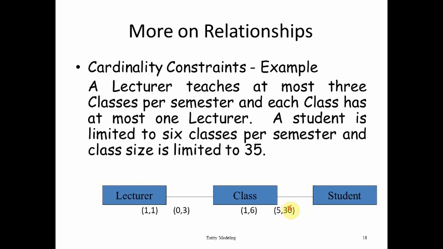So these are 35, and we are saying we can have a minimum. Based on this drawing, we can have a minimum of 5 students, so it is 5 to 35 for a class. So we can have that kind of representation. For a student, we can take 1 to 6 classes. One lecturer can have 3 classes. So we need to push this somewhere here, closer.